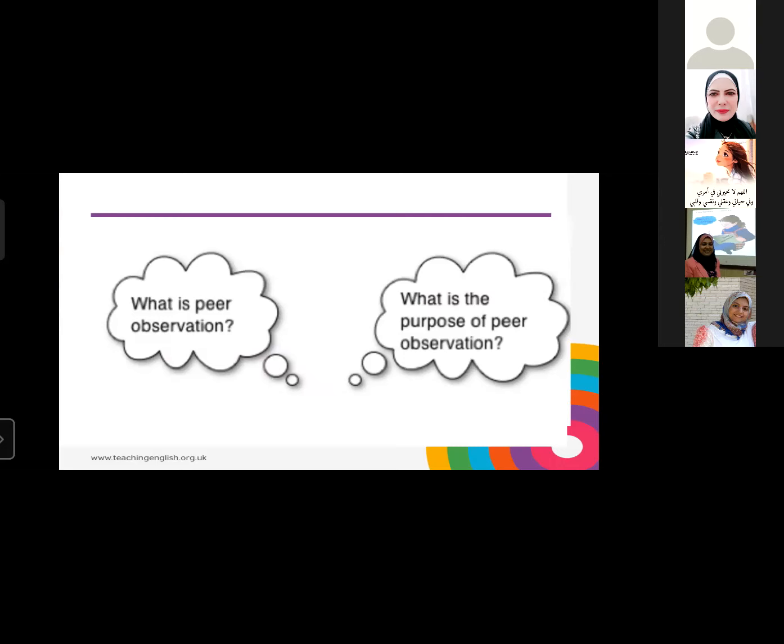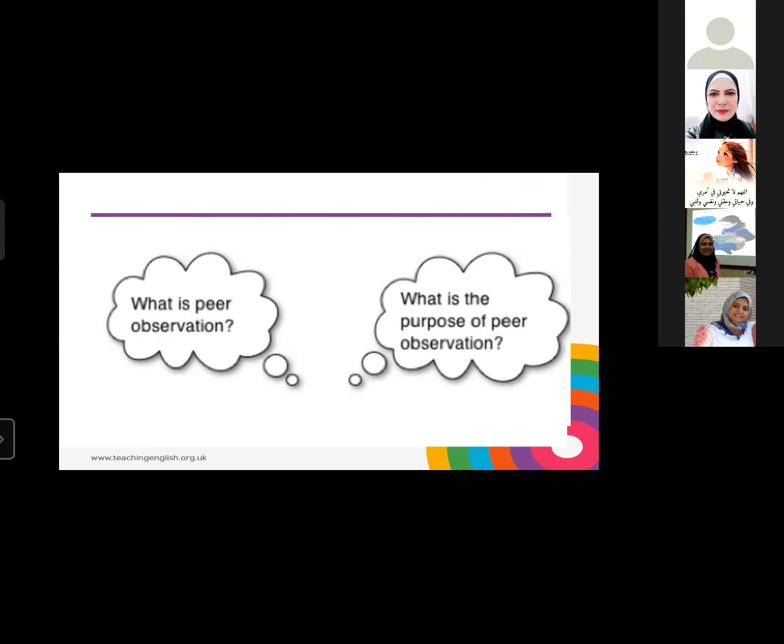Are you sleepy? I think peer observation is the observation that is done between friends, or between classmates or colleagues. Yeah, exactly. So by peer observation, we mean any kind of observation, either teacher-teacher observation, teacher-supervisor observation, supervisor-supervisor observation, or even peer observation among the learners themselves when they observe each other and give feedback to each other.